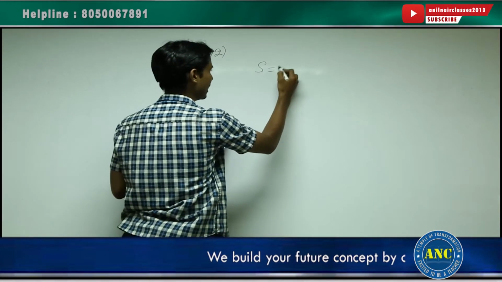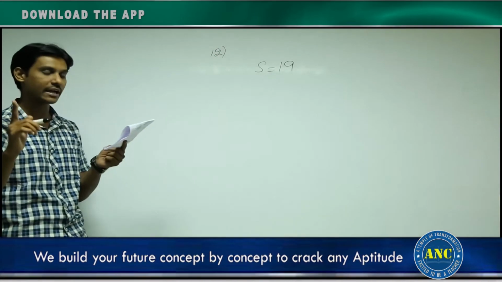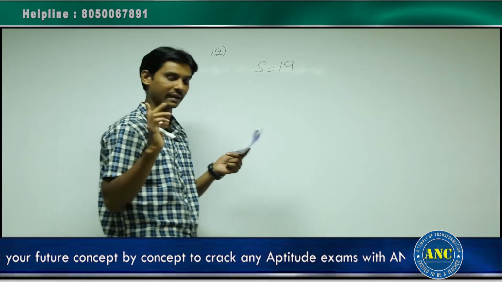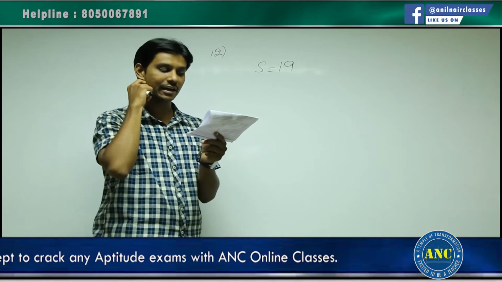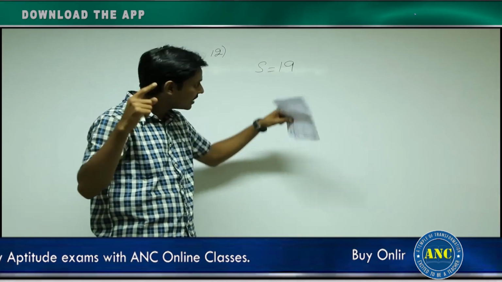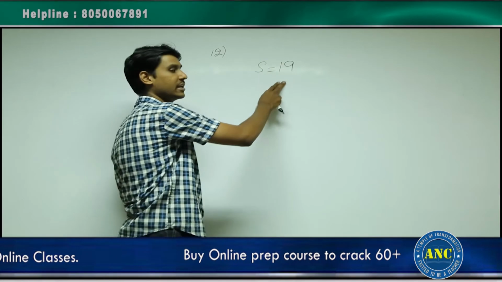Son is 19 years. Right? I am assuming that the first option is correct. It may or may not be right. What is that my father is telling? He was also 19 years of age when I was born.